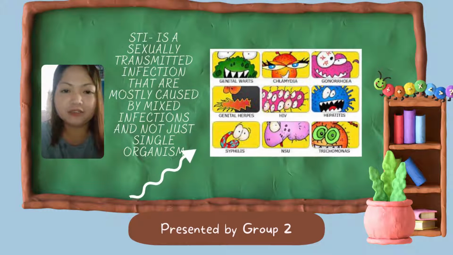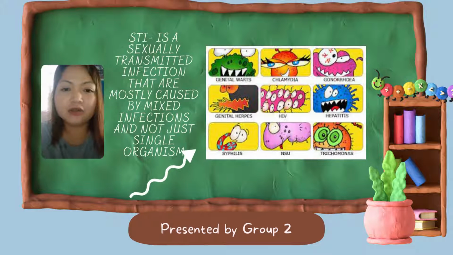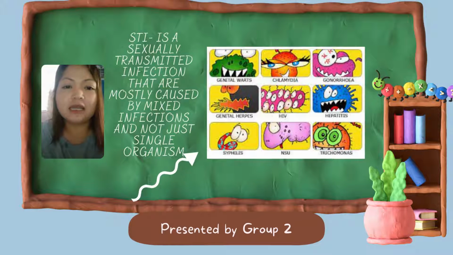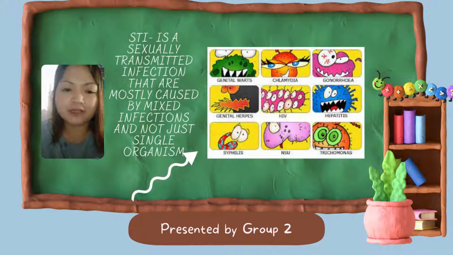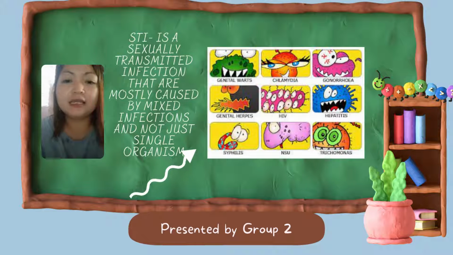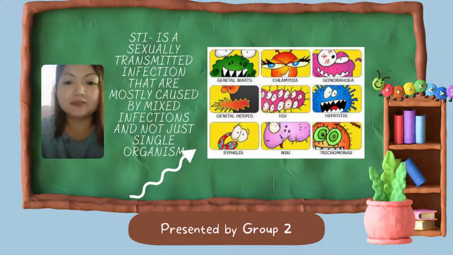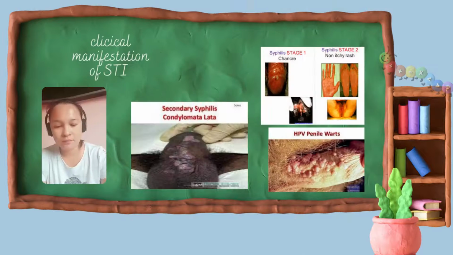Sexually transmitted infection is a disease that has increased tremendously through the years. The rate increases not only in adults but also in adolescents. STIs are mostly caused by mixed infections and not just a single organism. The infection is transmitted through unprotected sex, vaginal, oral, anal, skin-to-skin contact with the genital area, and blood transfusion, or perinatal transmission through placental transfer during childbirth as the infant passes through the infected birth canal.